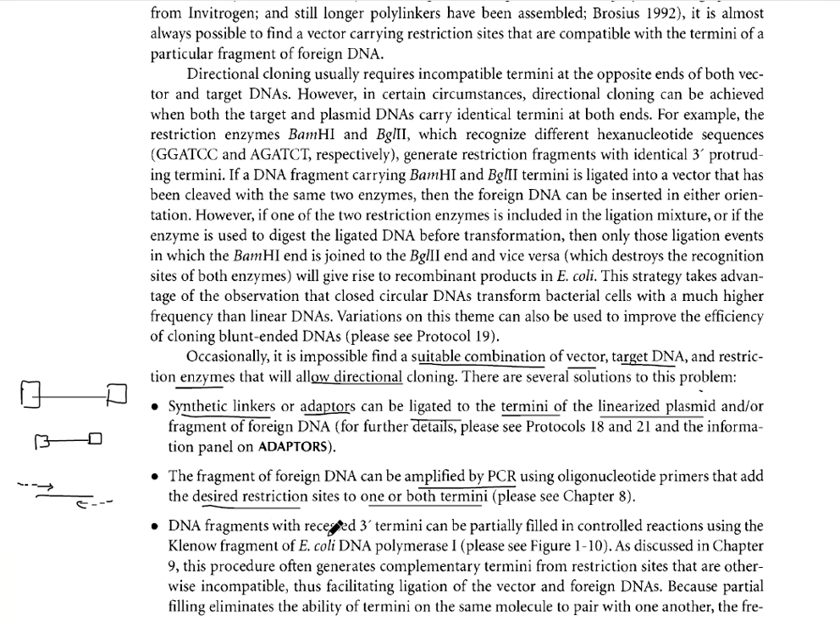Another is DNA fragments with recessed 3' termini can be partially filled in a controlled reaction using the Klenow fragment of E. coli DNA polymerase 1. So if the 3' ends are recessed, then they can be partially filled in a controlled reaction using a Klenow fragment from E. coli DNA polymerase 1. Okay, so these are the possible solutions if you do not find a suitable combination of the target DNA, plasmid as well as restriction enzyme.